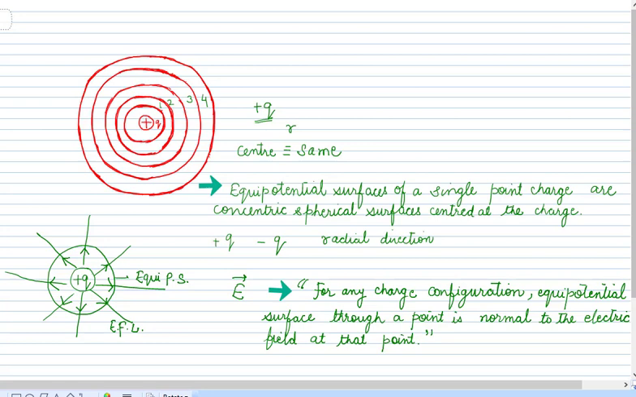We know what electric field lines are, and we know the direction of the electric field line. So if you are given any charge plus Q, you can easily draw an equipotential surface and the electric field lines. If the concept is clear in your mind, you can simply say that at every point the electric field and the equipotential surface are normal to each other, and this is true for any charge configuration.